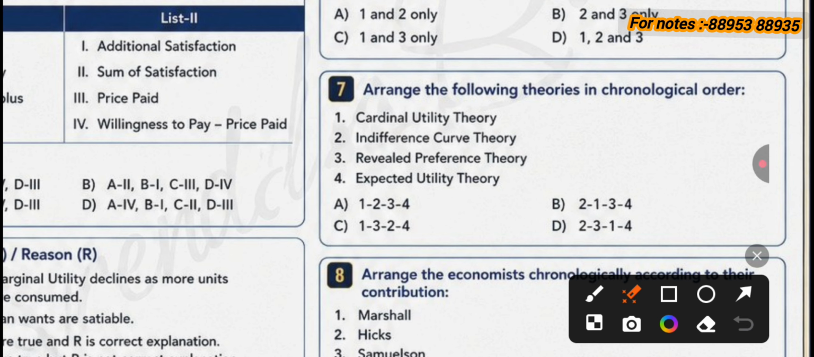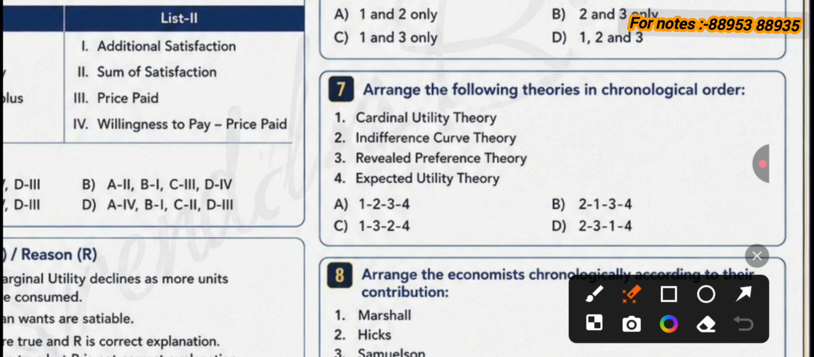Question number 7 is chronological. Now you have to set them chronologically. The first is cardinal utility theory, second is indifference curve theory, third is revealed preference theory, and fourth is expected utility theory. You have to set according to chronological order. Option A is 1 2 3 4, option B is 2 1 3 4, option C is 1 3 2 4, option D is 2 3 1 4.